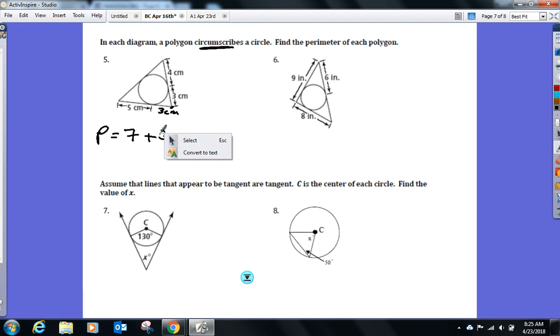Can you guys help me with the other full side here? What's this little piece going to be? Two tangents drawn to the same external point. This piece will be 5. And what about this piece right up here? Two tangents drawn to the same point. This piece will be 4 for a total of 9. Perimeter of that triangle will be 24 centimeters.